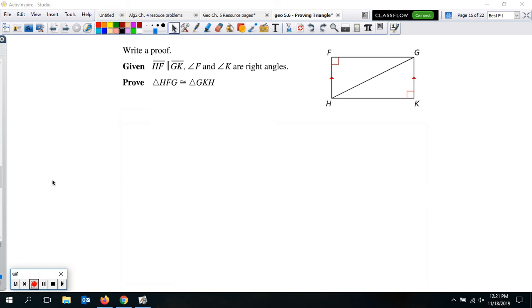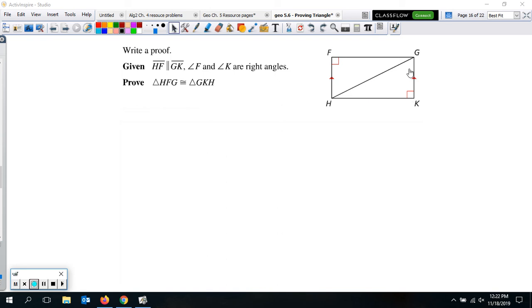Okay, so here's one more proof. We'll take a look at this one. We have parallel lines, and we also have some right angles inside of here as well. We're trying to prove that these two triangles are congruent. We can see them pretty clearly. We do have a shared side, and shared sides are always going to be congruent, so we can always use that and say reflexive property when we have that.